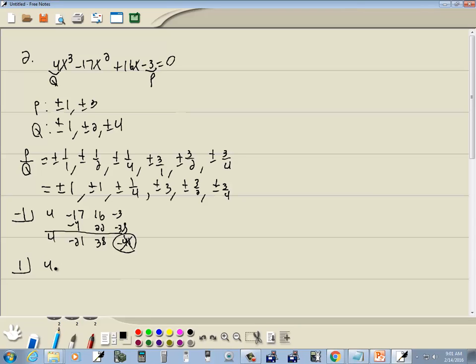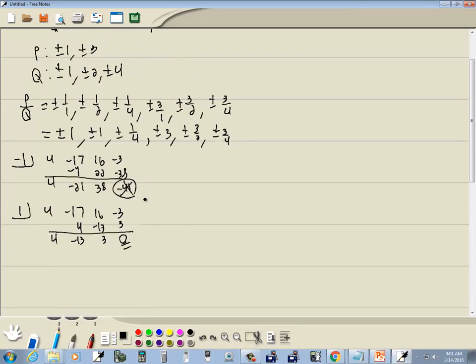So plug in 1. Add, multiply, add, multiply, add, multiply, and we get a 0. That 0 tells us that we found our first answer. So x equals 1 would be our first answer.